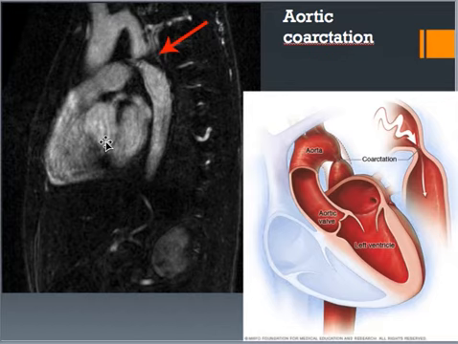This is an image of aortic coarctation, is how it's pronounced, coarctation. So you can see here, this is that actual diagram of the heart where you can see it. The aorta comes up here, comes down, and then there's this narrowing right here. So here's the aorta coming down, and you've got that narrowing right there on the MRI image.